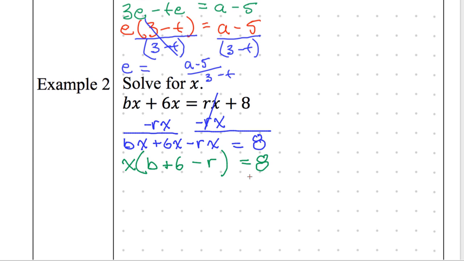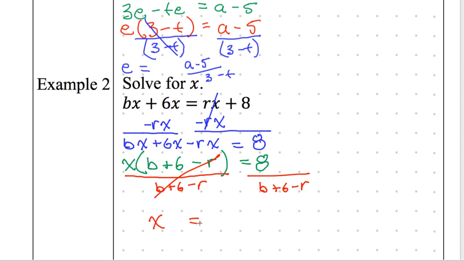Andres. Divide both sides by b plus 6 minus r. There it is. Divide that side also by b plus 6 minus r. And that will cancel out that whole term, and I'm just left with x. I have isolated x. It is now by itself.